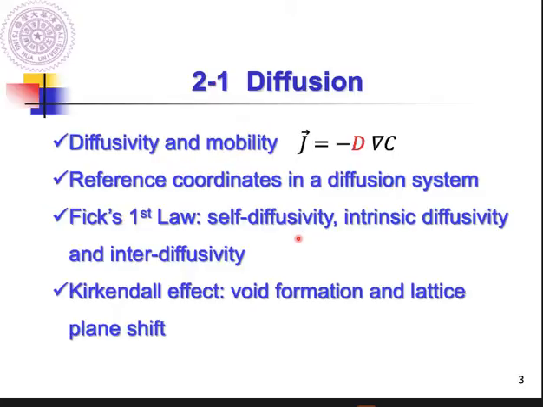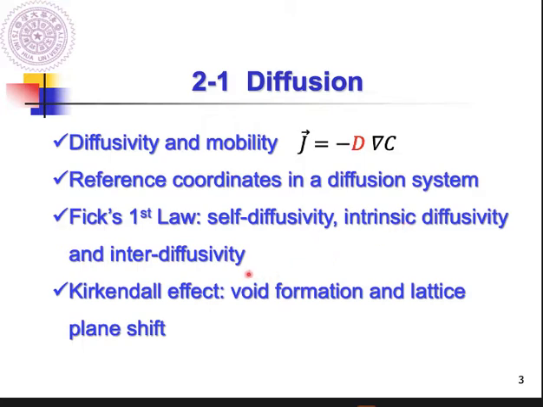In the first section, we introduced what diffusivity is, an intrinsic material property, and the relationship between diffusivity and mobility. Then we introduced three different kinds of diffusivity that you are going to deal with in mass transport in solid materials, based on different material systems, either a homogeneous or an inhomogeneous material, and different reference coordinates.